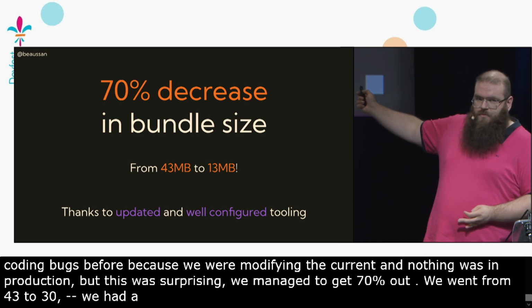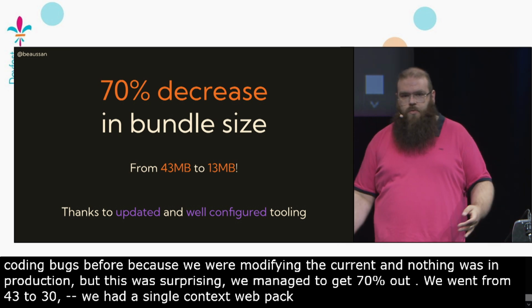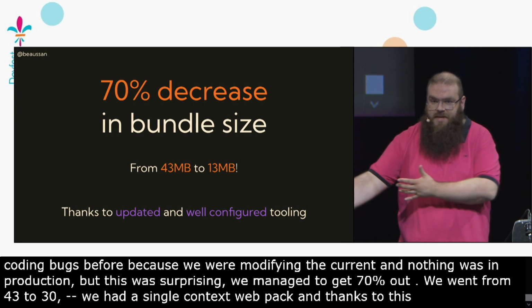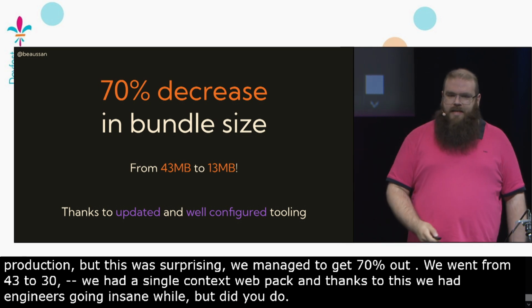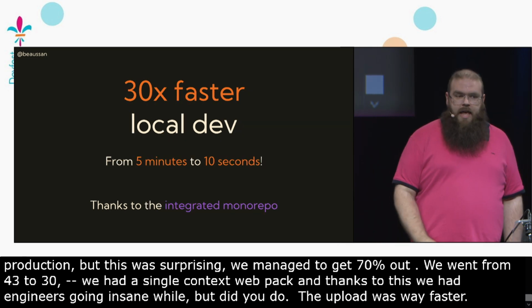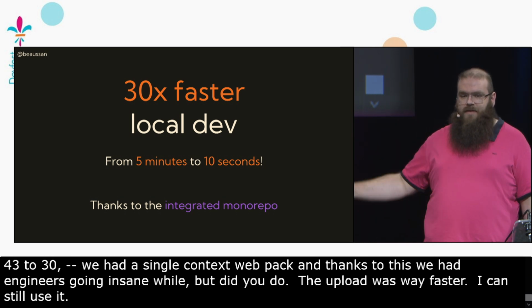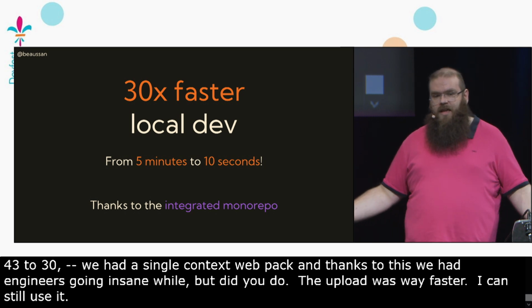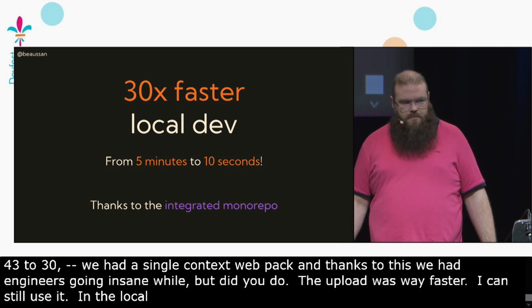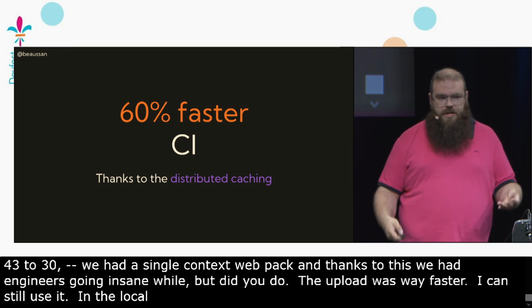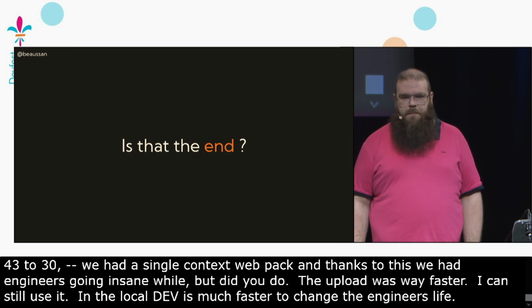And thanks to this, we had sales engineers calling us like, wow, what did you do? The app was way faster now. I can finally use it. Yeah, that was this bad. And the local dev is 30x faster. So from like 5 minutes to like 10 seconds, it changed the engineers' life. And the CI, 16% faster because of caching, and that helped a lot.